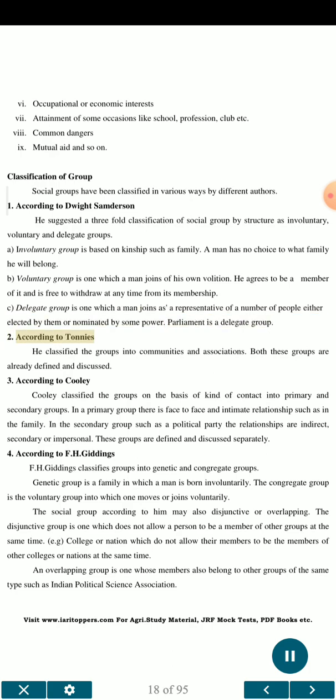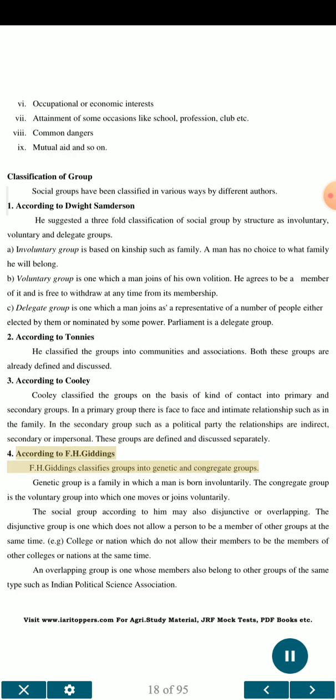2. According to Tonnies. He classified the groups into communities and associations. Both these groups are already defined and discussed. 3. According to Cooley. Cooley classified the groups on the basis of kind of contact into primary and secondary groups. In a primary group there is face-to-face and intimate relationship such as in the family. In the secondary group such as a political party the relationships are indirect, secondary or impersonal. These groups are defined and discussed separately.